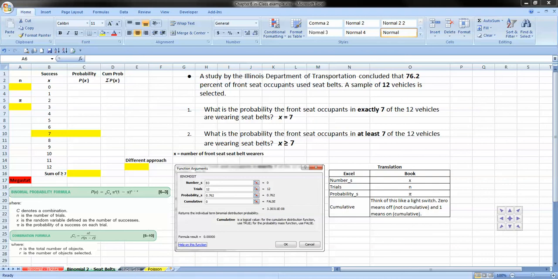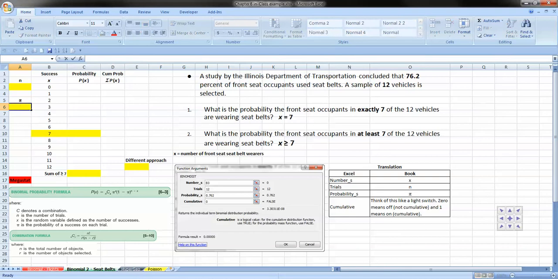For our second binomial probability distribution problem, we're going to use a study by the Illinois Department of Transportation, which concluded that 76.2% of front occupants use seatbelts. A sample of 12 vehicles is selected. So let's fill out what we know.